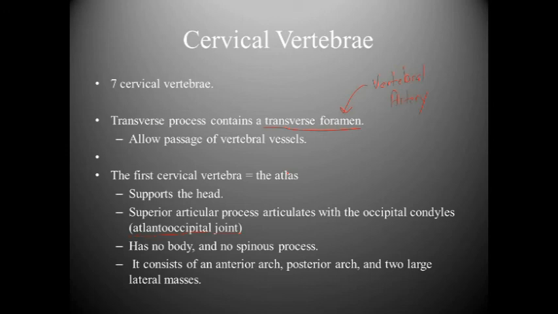It has no body and no spinous process, so it's unlike all the other vertebrae in that it doesn't have these two things. So put a star beside this, because it's very important to differentiate between the atlas, the axis, and all the rest of the cervical vertebrae. It consists of an anterior arch, posterior arch, and two large lateral masses. And it's because of these lateral masses that we have the ability to bear the weight of the skull.